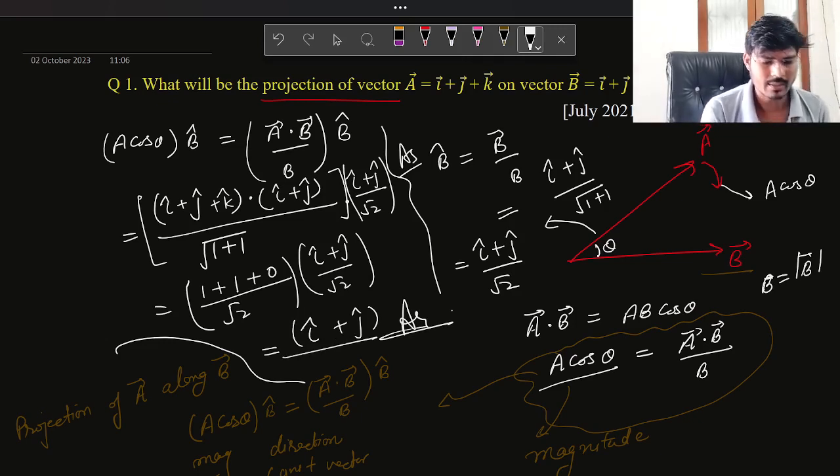Okay, then that is the complete explanation of this problem, and it is quite simple.